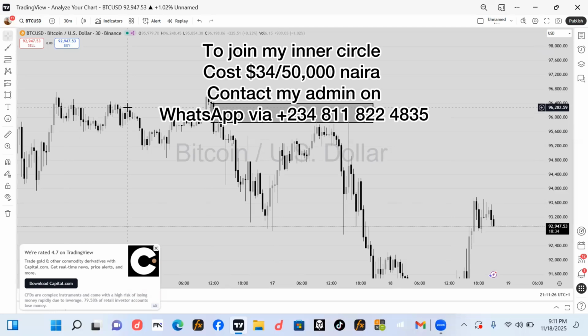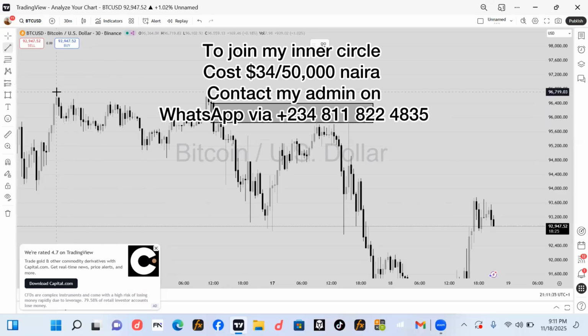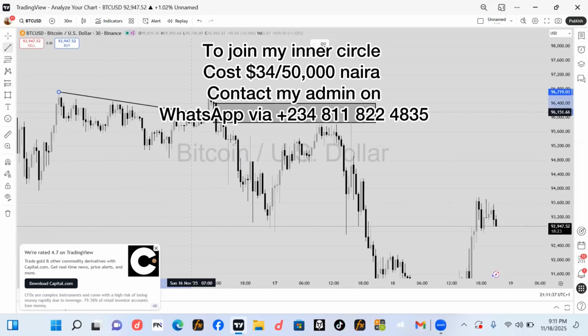Yesterday we talked about liquidity zones. So you see that it's going to be appearing here again. Now this is a liquidity area. Let's draw a trend line confirmation. Now you see this is a liquidity area. Now this liquidity has been formed and there's a fair value gap created.